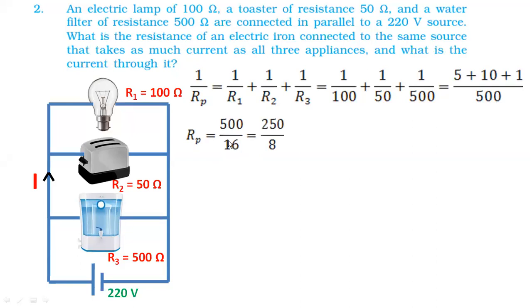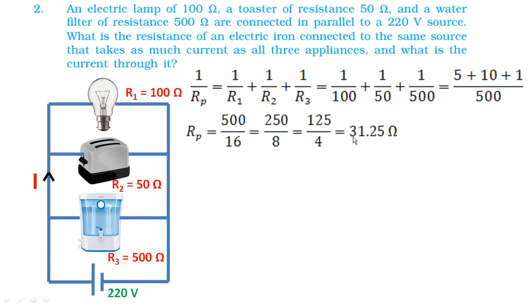We will divide by 2. 2 8s are 16 and 2 250s are 500. I have divided them with the 2 table. Later division: 2 4s are 8, 2 125s are 250. Okay, so this is the division. Now I can again divide it: 4 3s are 12, 4 1s are 4, and then 25. So that would be 31.25. So the final calculation is 31.25. That is my parallel resistance, the value of Rp.